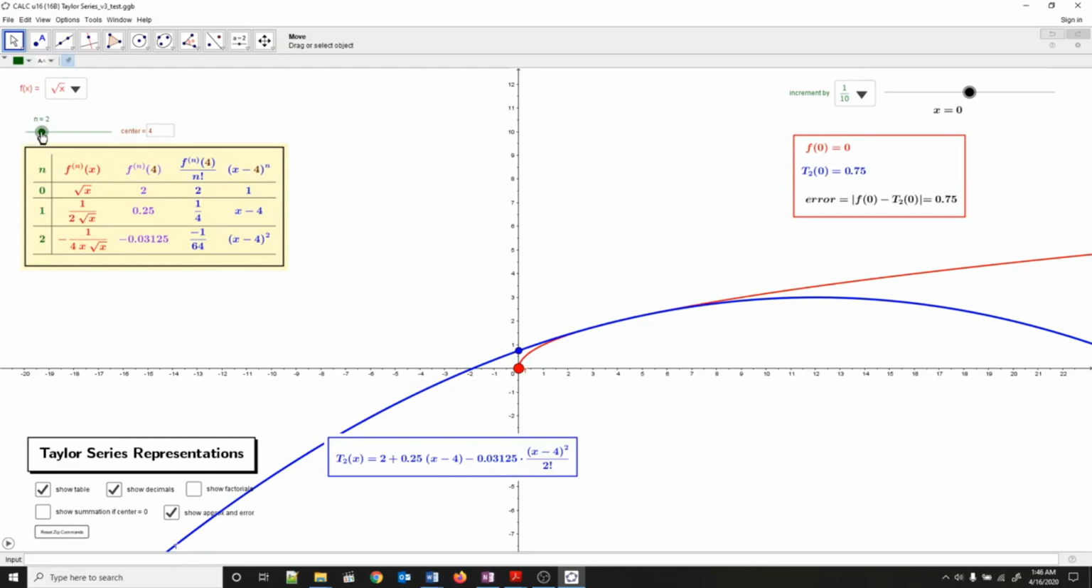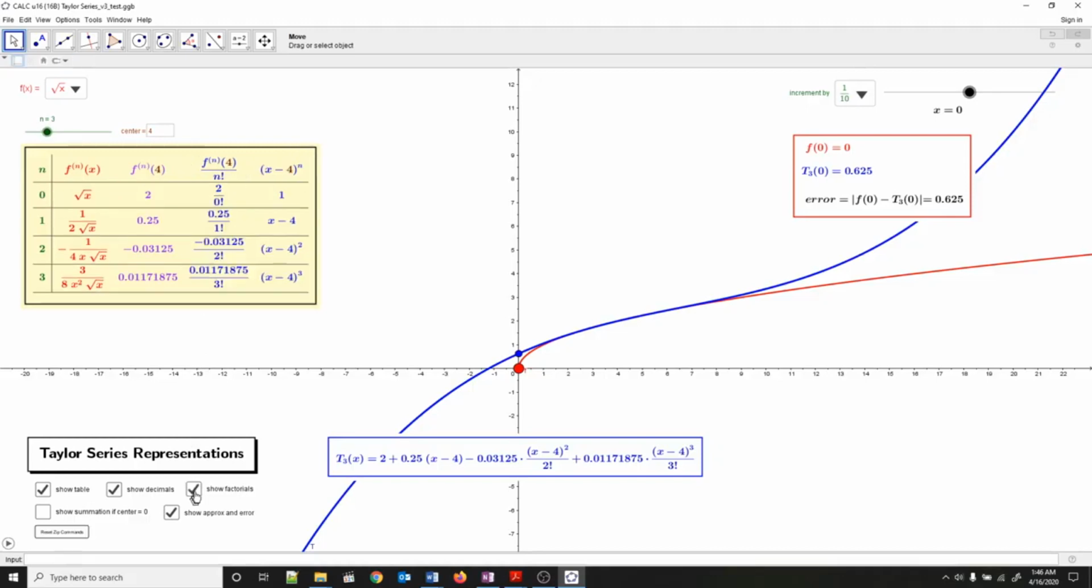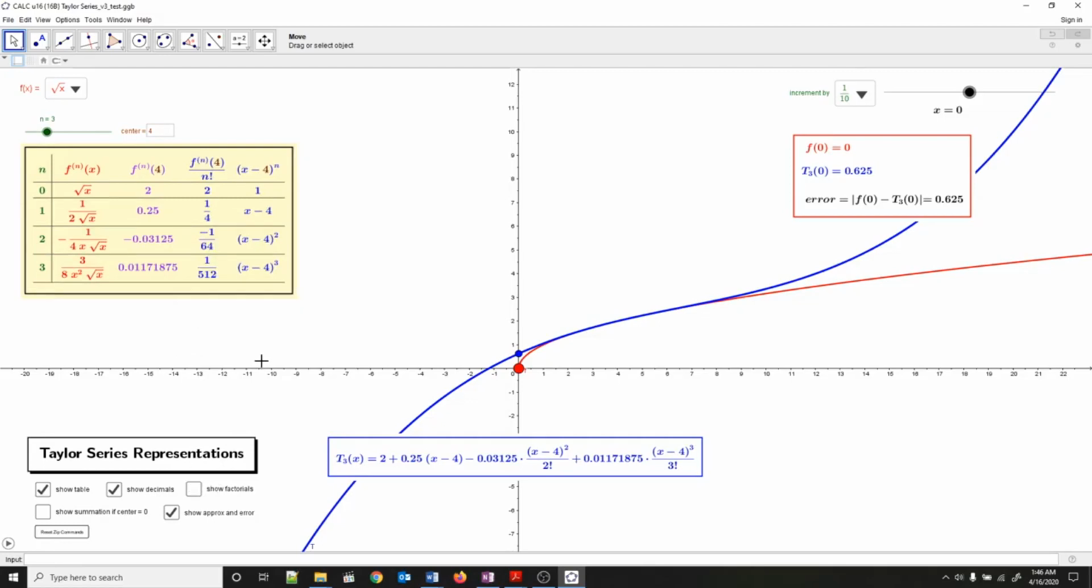I wanted to actually find a third degree polynomial for my approximation, so let's go find the third derivative, which is 3 over 8x squared radical x. I believe that's 3 over the denominator 8x to the 5/2. We plug 4 into that, we get this decimal. Now remember, this decimal is not actually 1 over 512. That is that number divided by 3 factorial, which then simplifies to 1 over 512. And we will then multiply it by the quantity x minus 4, raised to the third. Remember, it's x minus 4 throughout the process because our center is 4.